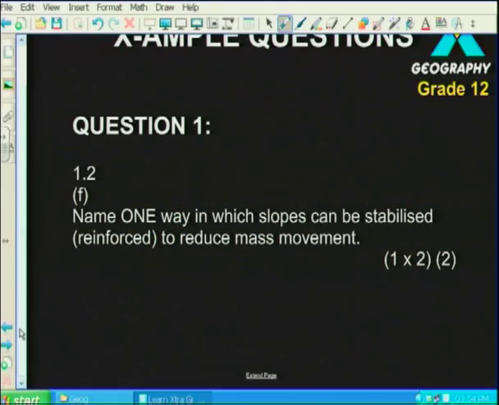All right, our last question. Name one way in which slopes can be stabilized or reinforced to reduce mass movement. Now, for this specific question, they have only asked for one example, but I have seen quite often that the examiners tend to like to turn this specific question into a paragraph question. So I'm going to give you more than one particular way in which we can stabilize our slopes, and therefore you can write them down and learn them in case you need to answer a paragraph question.